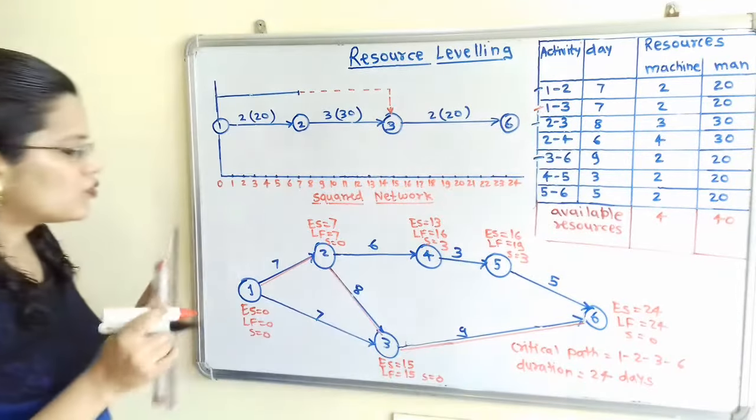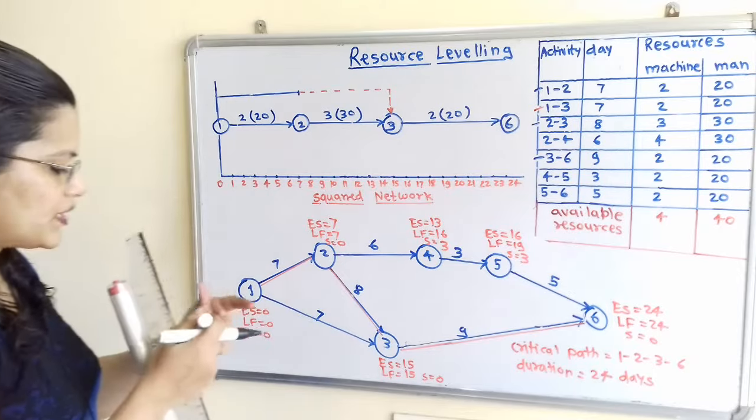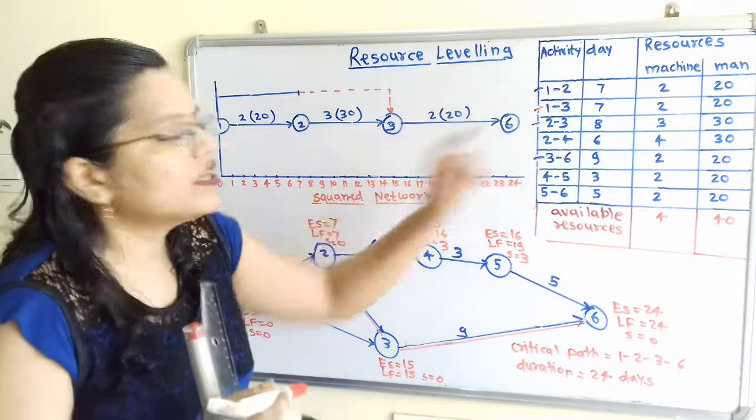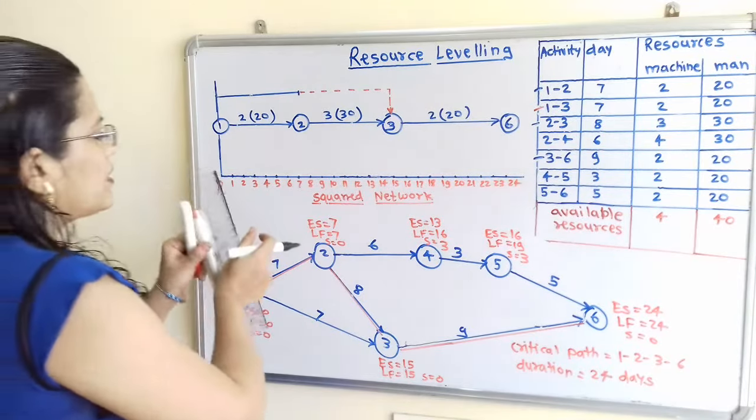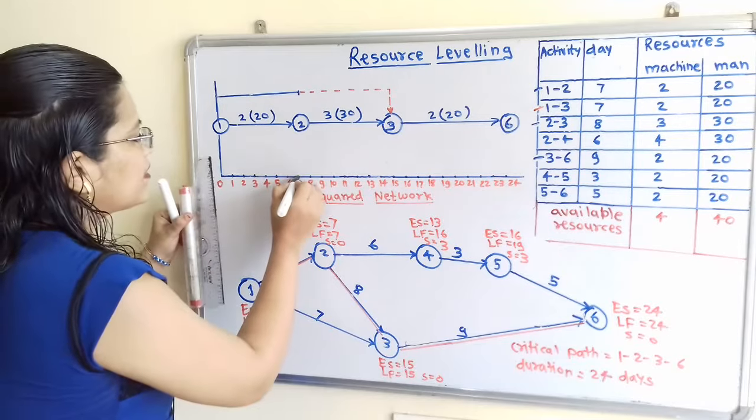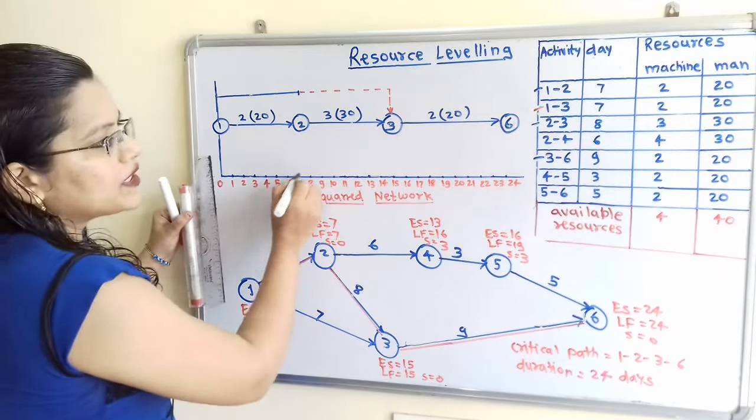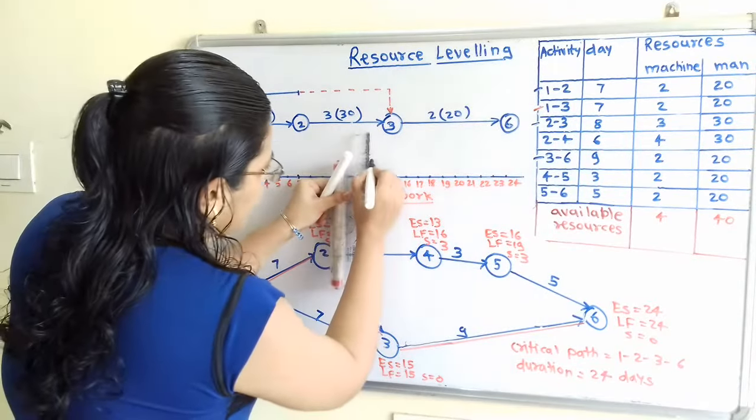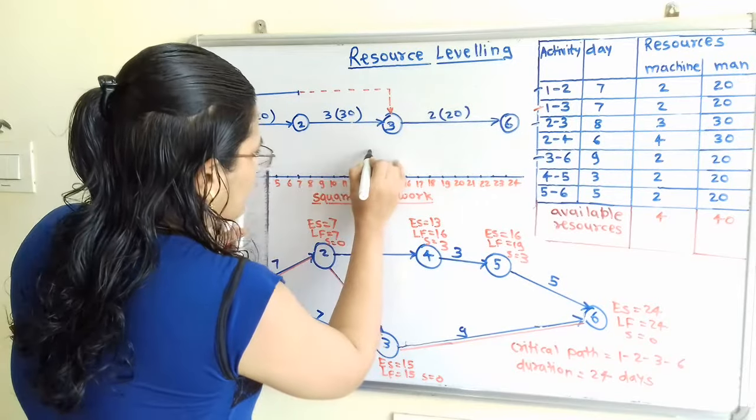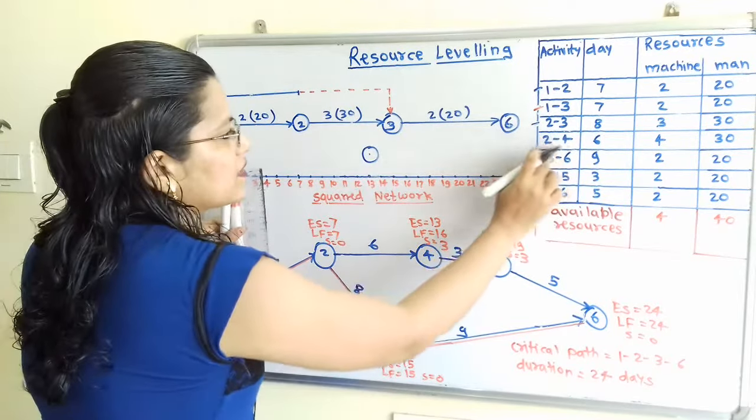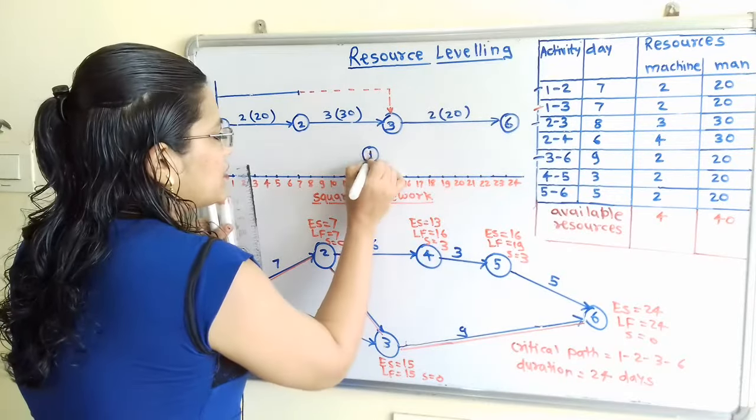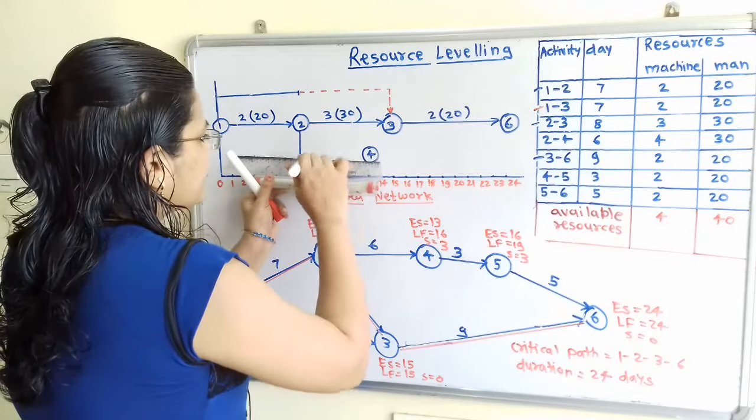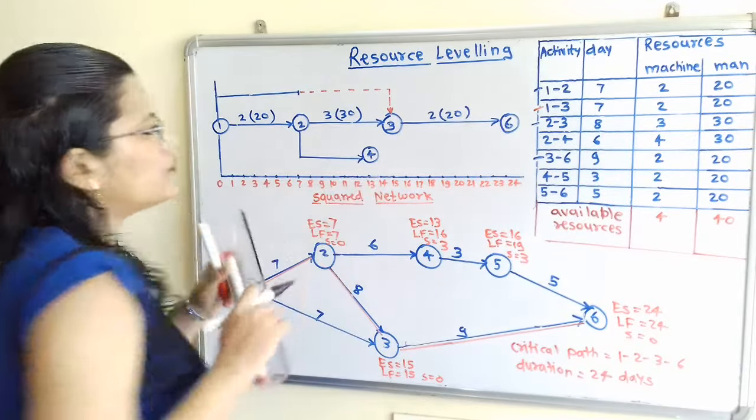Now next one, 2 to 4. Here 2 to 4 is there, but node number 4 is not drawn. For this 2 to 4, 6 days are required. So here activity number 2 ends at the 7th day. So 7 plus 6, that is 13. So here is the 13. I will take the node number 4 here. This is a non-critical path, so I can draw this node 4 and show this activity. So here is 2 to 4.